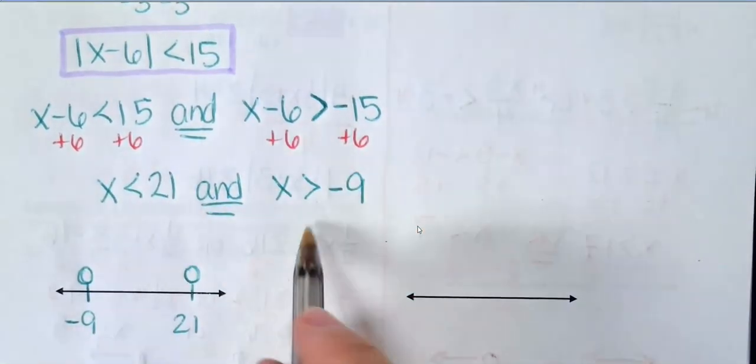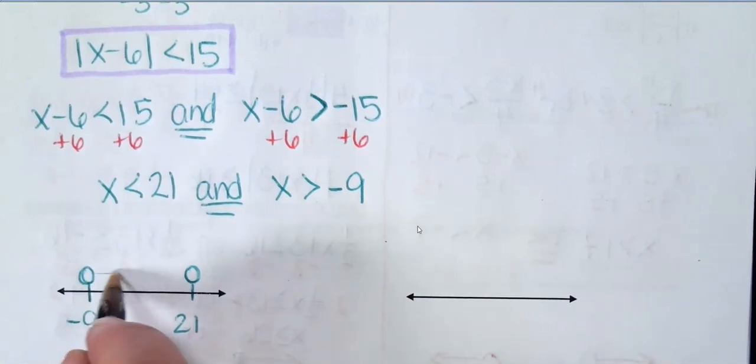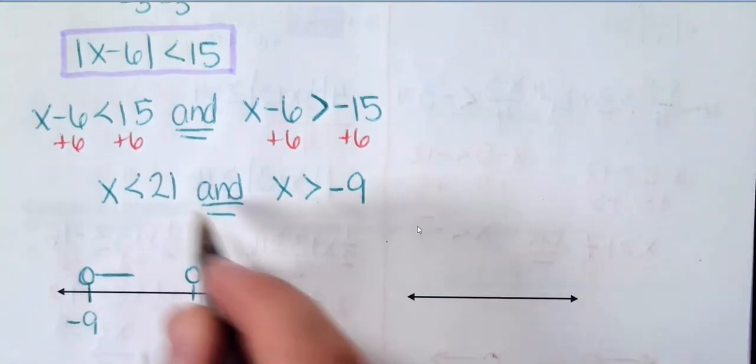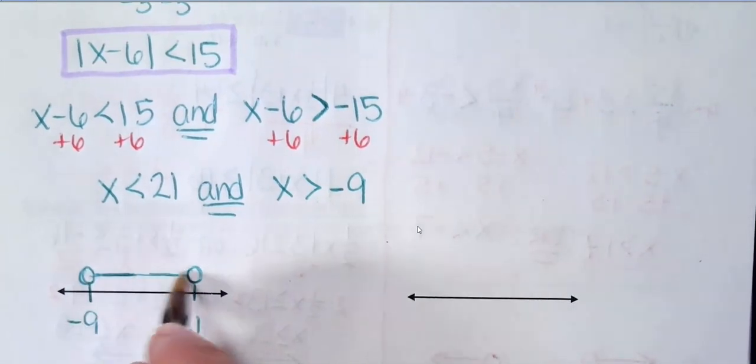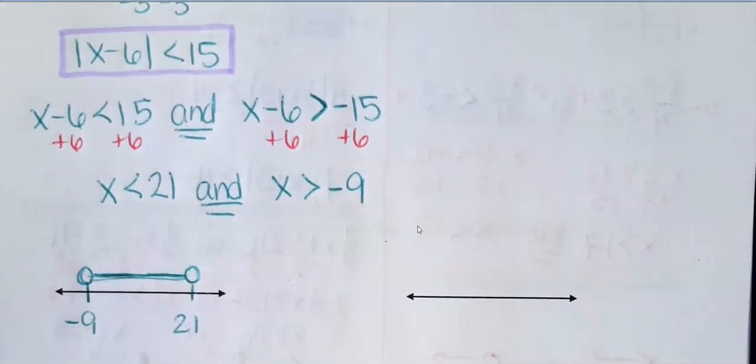Now, greater than negative 9 would point this way. Less than 21 would point to the left, and so we're just going to play connect the dots in between. It doesn't go outside of there. If it goes outside of there, like if I plugged in 23, that's going to end up being bigger than 15 if you plug that into that inequality.